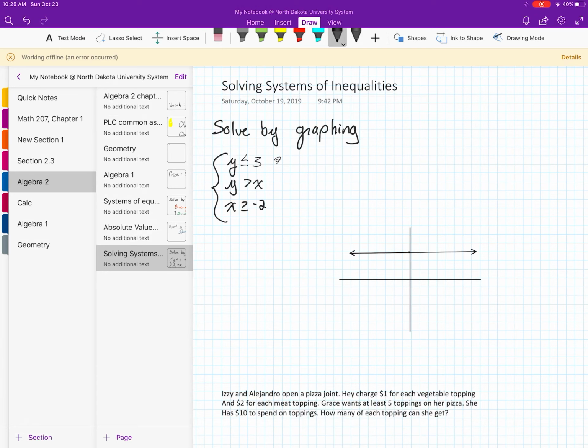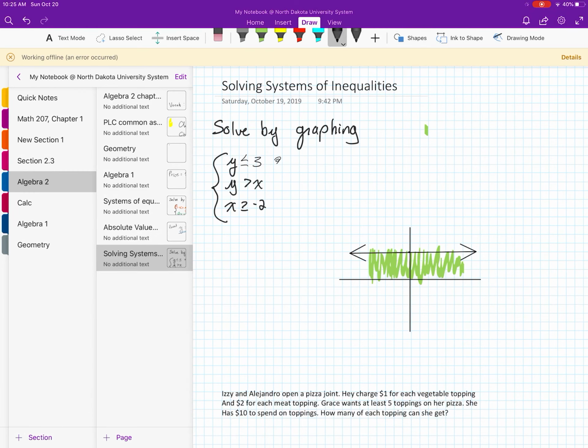It's a solid line, of course, because 3 is actually included in the solution set. So let's shade underneath. No, we don't want that. We want this. Some lovely shading. Okay, then we map our graph y is greater than x.